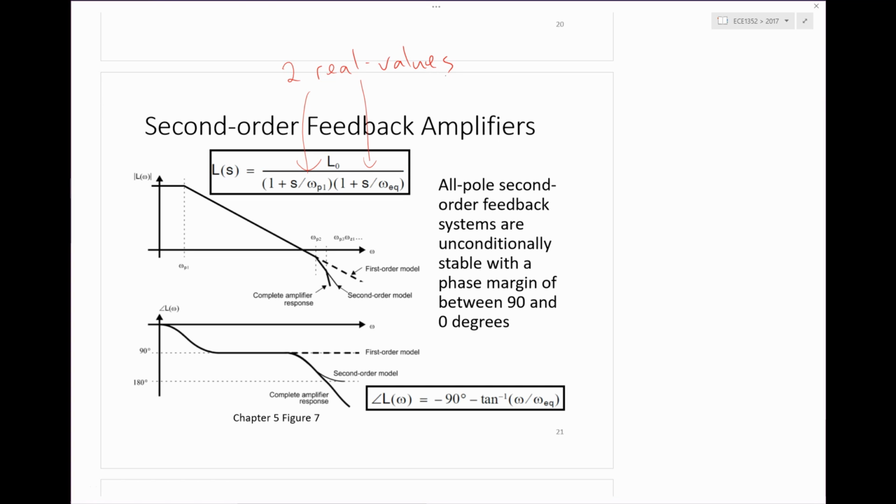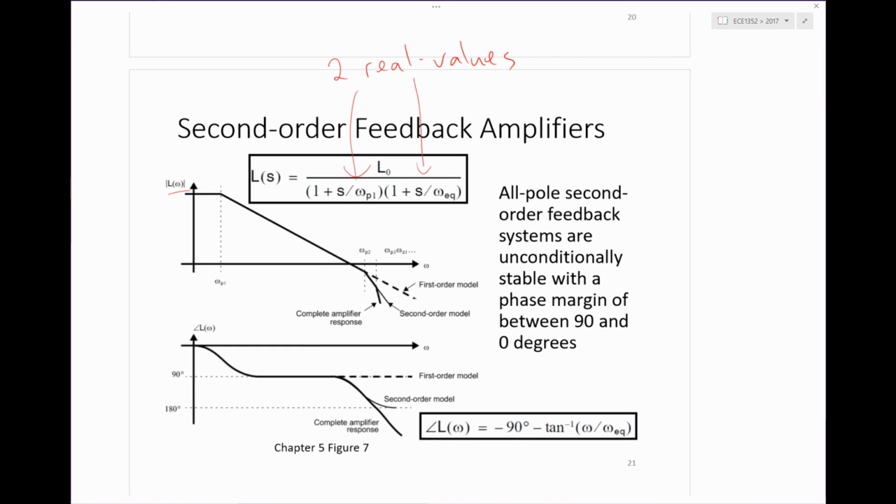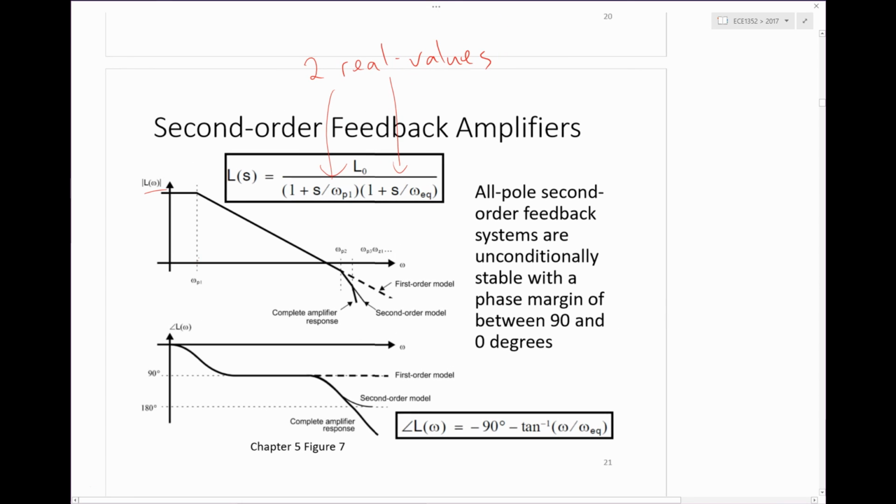Basically what that means is that we've got a loop response L that looks like this. There's 2 real valued poles, omega p1 and omega p2, and they're separated a little bit in frequency. Even if they were a little closer together, you would still see a magnitude response plot that looks something like this. It's flat at really low frequencies, below omega p1, at a large value.